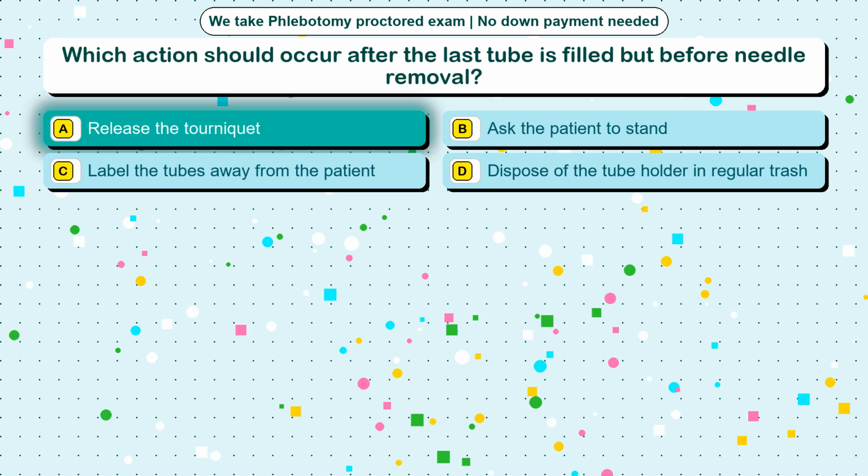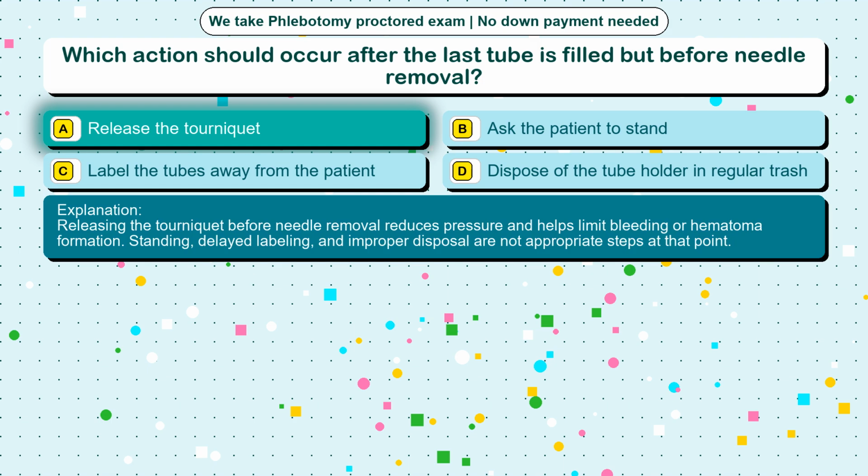The correct answer is option A. Release the tourniquet. Releasing the tourniquet before needle removal reduces pressure and helps limit bleeding or hematoma formation. Standing, delayed labeling, and improper disposal are not appropriate steps at that point.